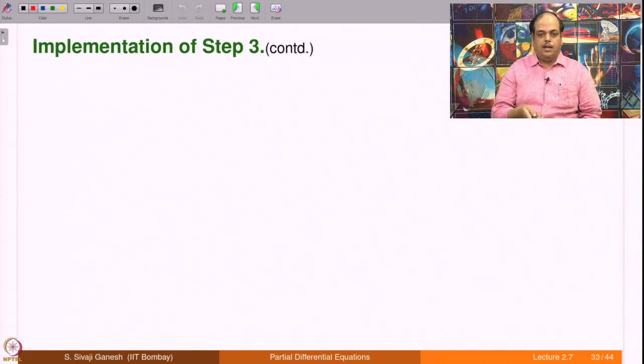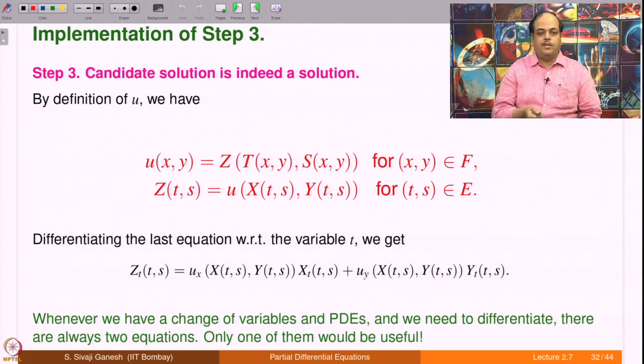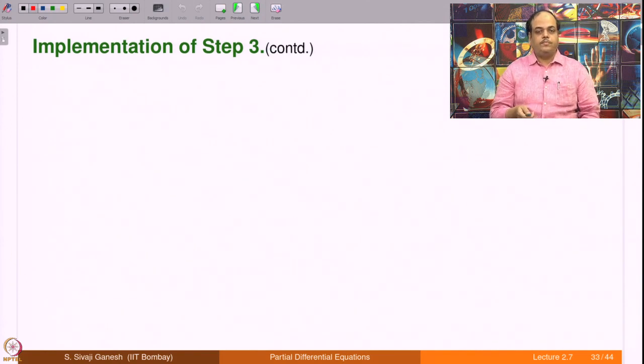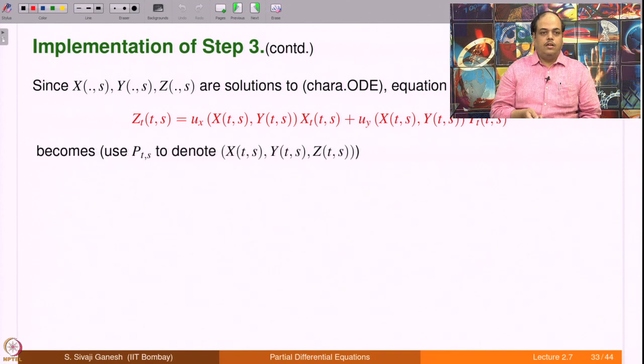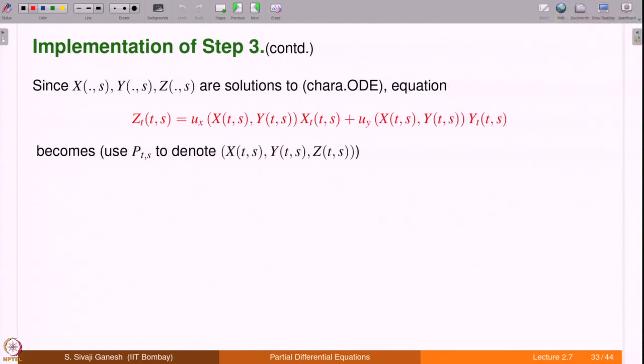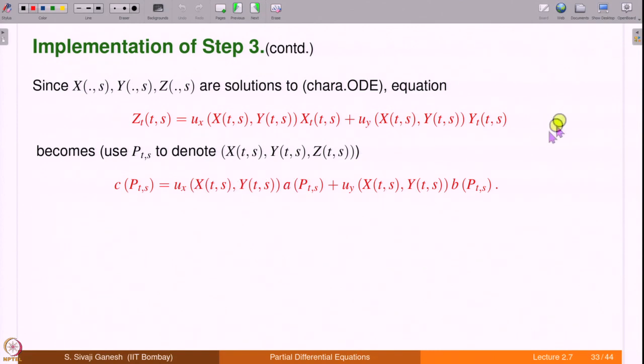You will learn this as many times as you make the mistake of differentiating this u. That is true. Now it is going to work. Differentiate, and we get this formula. Now, x(t,s), y(t,s) and z(t,s) are solutions to the characteristic ODE, therefore the expressions here will come out too long. Just to make the notation short, I am writing x(t,s), y(t,s), z(t,s) as p(t,s).